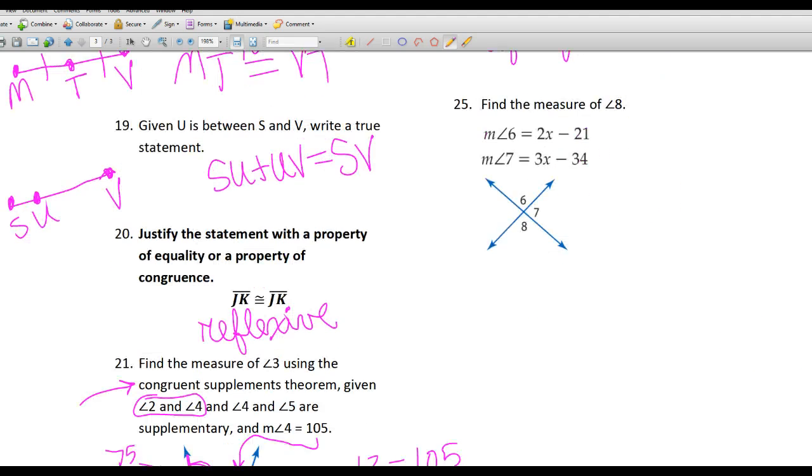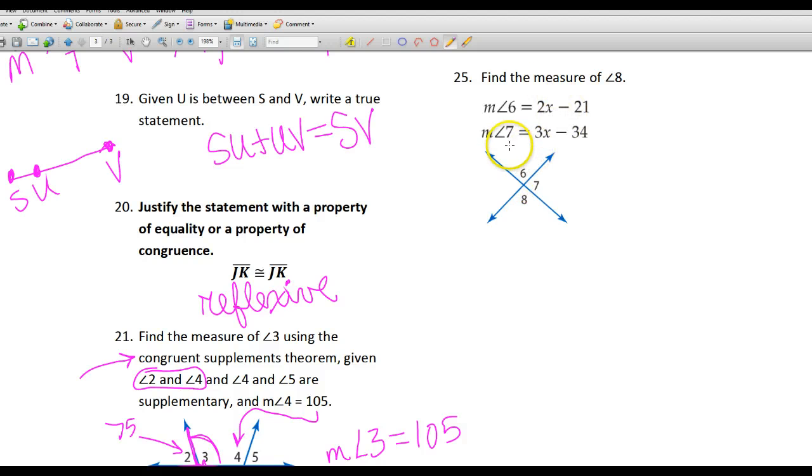Number 25, find the measure of angle 8. So we have an expression for 6 and an expression for 7, and we want to find the measure of 8. Well, we know since 6 and 8 are vertical angles, they'll be congruent. So if I can solve for x and substitute back in for the measure of angle 6, then the measure of angle 6 will be my answer because it's the same as the measure of angle 8. So the equation that I need here is by the supplements theorem. Since 6 and 7 form a linear pair, then they will be supplementary. So they will add up to 180.